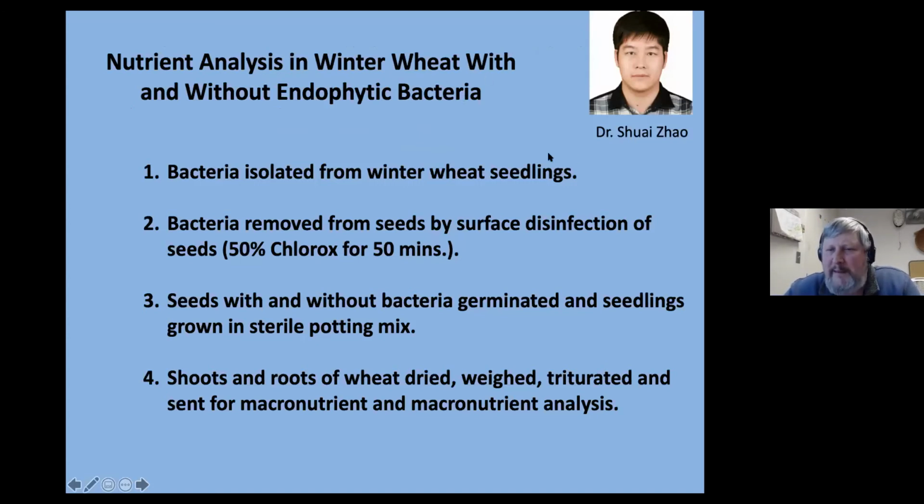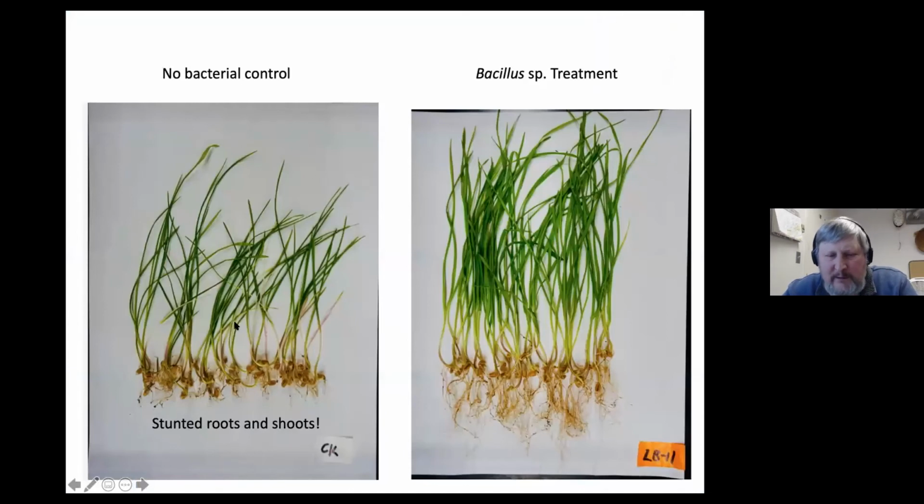But with the winter wheat, we had a visiting scientist who did the work with wheat seedlings. What he did was isolate some of the microbes off of wheat seeds, and he got 3 or 4 different bacillus species from wheat, and then he sterilized wheat seeds, and then he set up an experiment in potting mix with and without microbes, and then measured the nutrients that went into the shoots of those plants. Okay, and this is one of the results of one of those experiments, and the plants from that experiment.